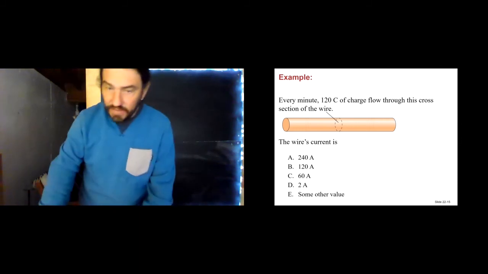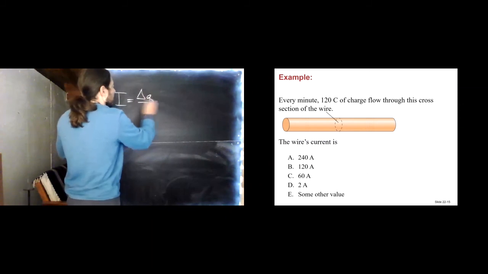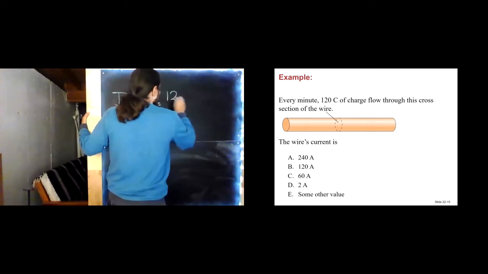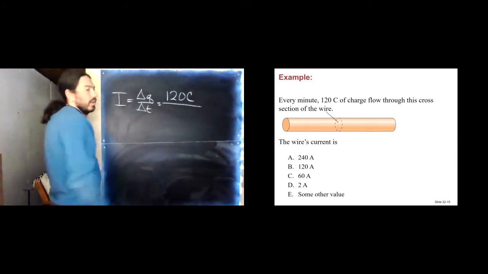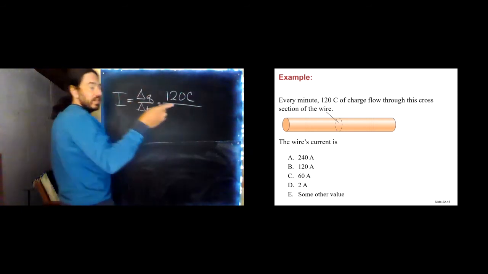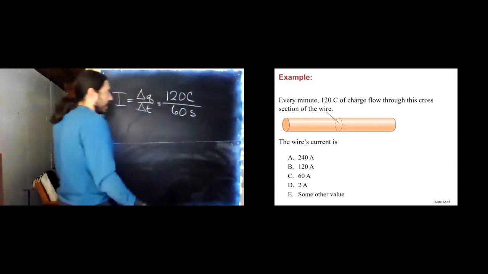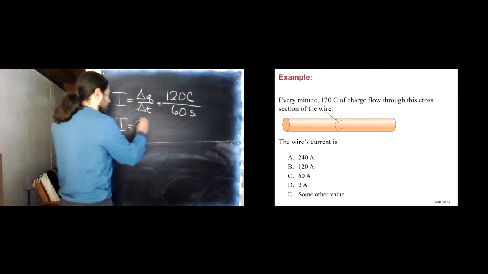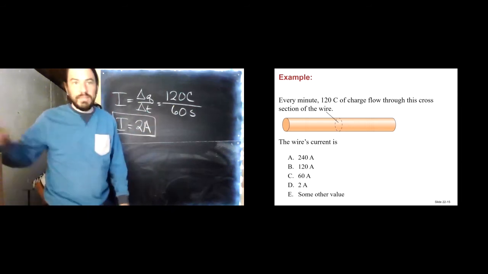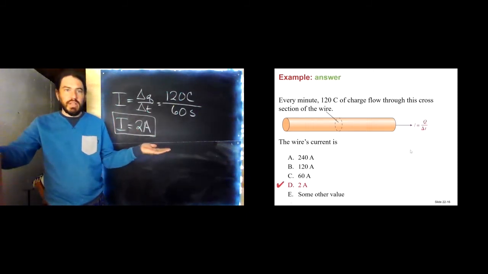Okay, so we're going to have to do some quick math here. We know the current is delta Q over delta T. And in this case, it tells us that we've got 120 coulombs in 1 minute. And so if we want standard units out, we always put standard units in. Therefore, this should be 60 seconds. And we end up with a current of 2 amps or 2 amperes. PowerPoint agrees. Woo-hoo!